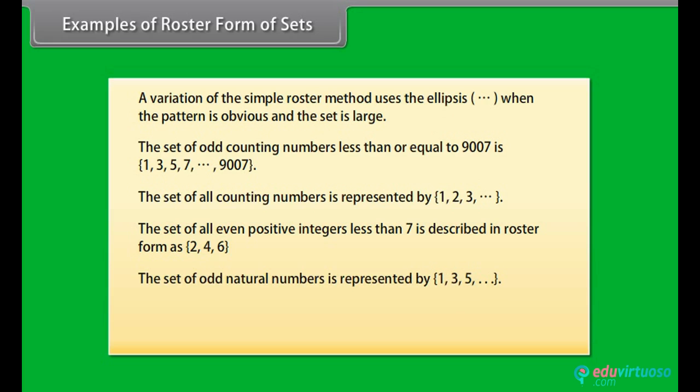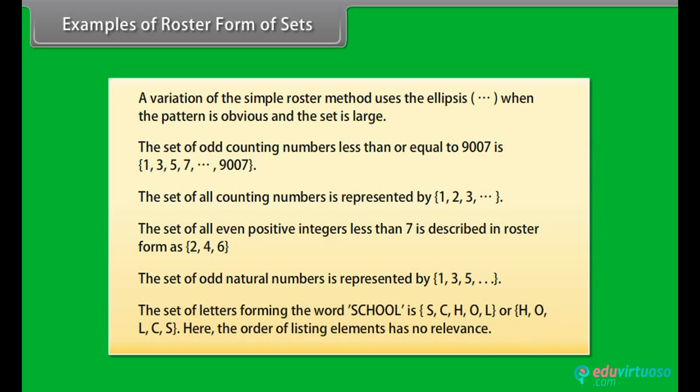The set of odd natural numbers is represented by 1, 3, 5 and so on. The set of letters forming the word school is S, C, H, O, L or H, O, L, C, S. Here, the order of listing elements has no relevance. Examples of set builder form of sets.